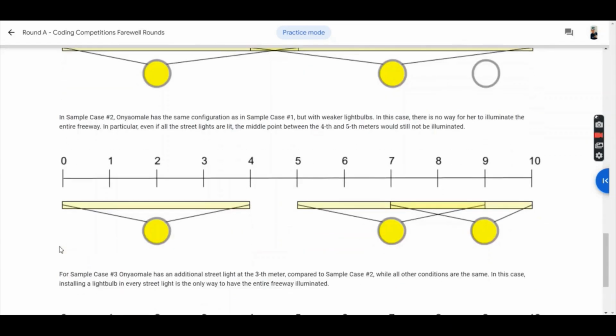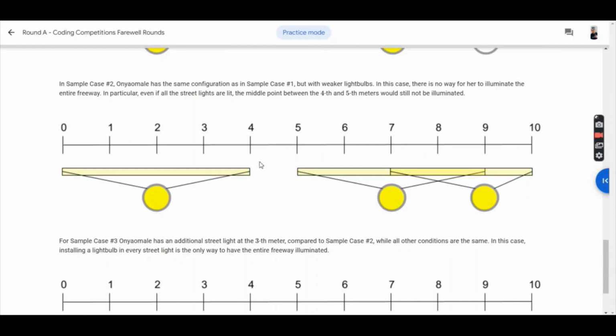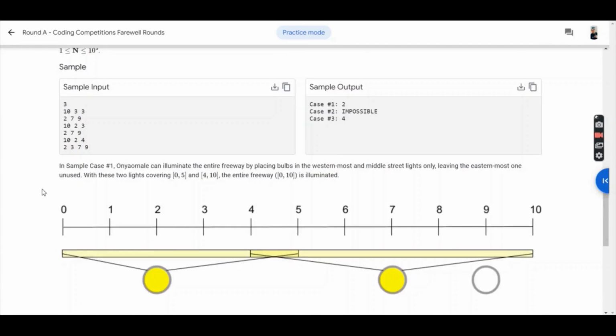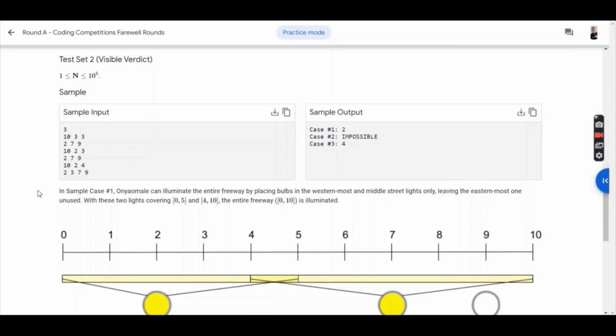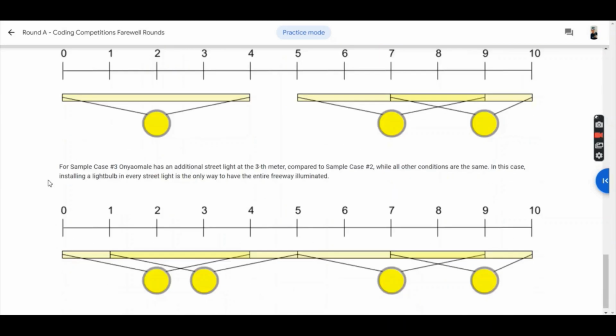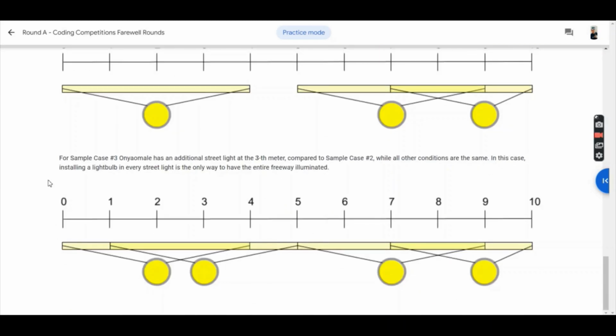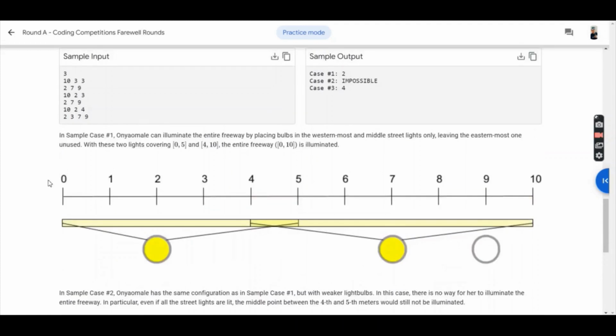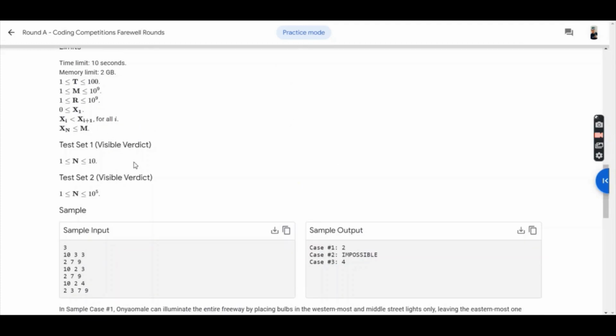In the second example, you will find it is impossible to light up the entire road because there is no light at the second and fifth positions, because the first bulb is before 4 and the second bulb is after 5. So this is impossible, but it is possible in the third example. The minimum number of bulbs required in the third example is 4. As you can see here, all of them are required. So maybe you should pause again and think about a solution. But I hope you have thought about it, and let's move on to the solution.